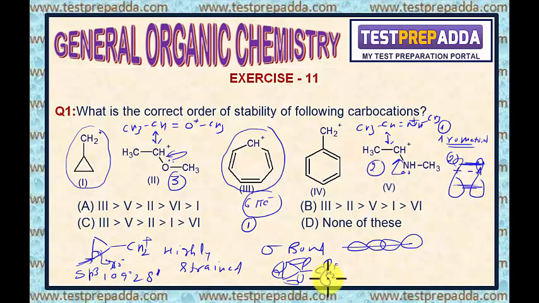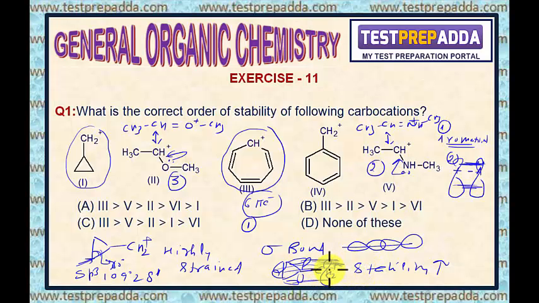And here you have a p orbital, an empty p orbital. And let me tell you, this empty p orbital is parallel to the bent orbitals, not perpendicular. So, this results in the conjugation between the bent orbitals of the cyclopropyl ring and the vacant orbital of the carbocation. So due to this delocalization, stability increases, and this is direct delocalization.